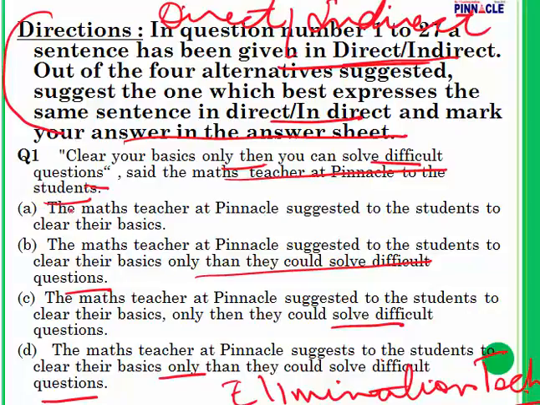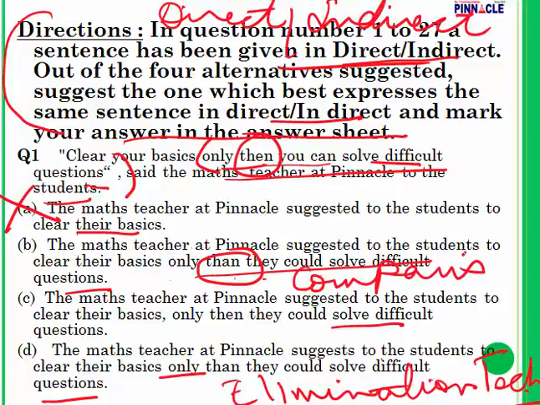Now, the maths teacher at Pinnacle suggested to the students to clear their basics. This part, only then you can solve difficult questions. There is no information about this in the answer. So first one gets eliminated. Next, the maths teacher at Pinnacle suggested to the students to clear their basics, only then they could solve difficult questions. Here "then" is incorrect because my question has given "then", and here we have "than", which is used for comparisons. "Than" is used for comparisons. So B also gets eliminated.